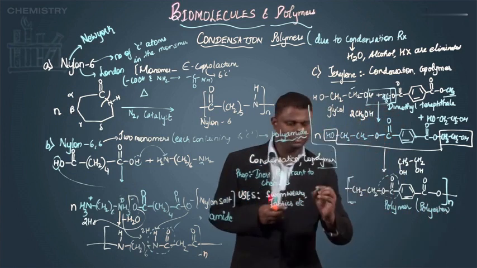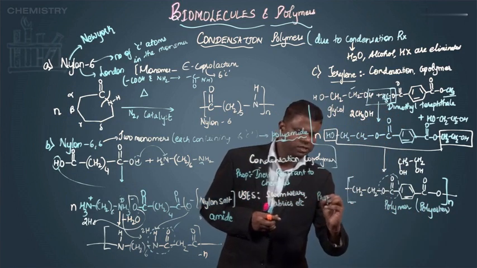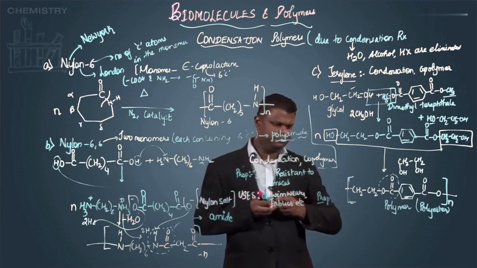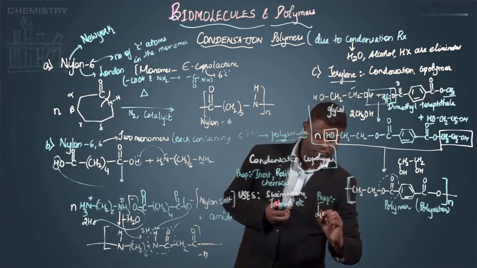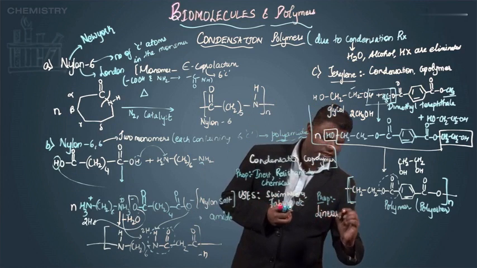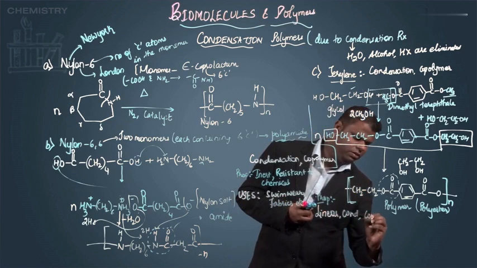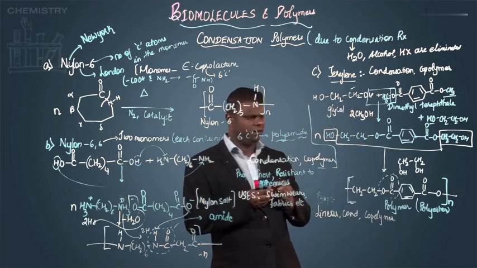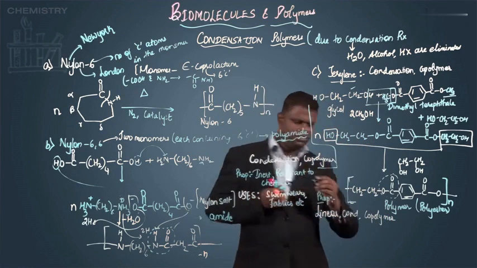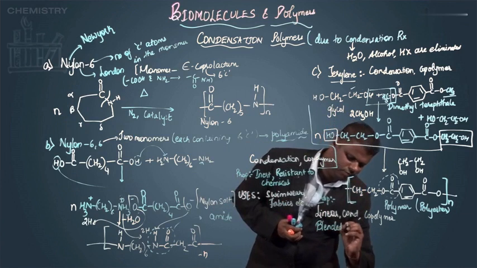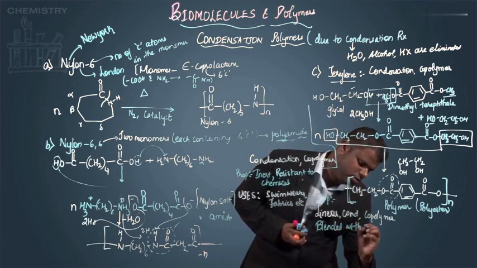Now let's come on to the properties. So properties, basically it is again a linear polymer, it's a condensation polymer, then it is a copolymer. Okay. Now, what is the use? The use is when it is blended with cotton.